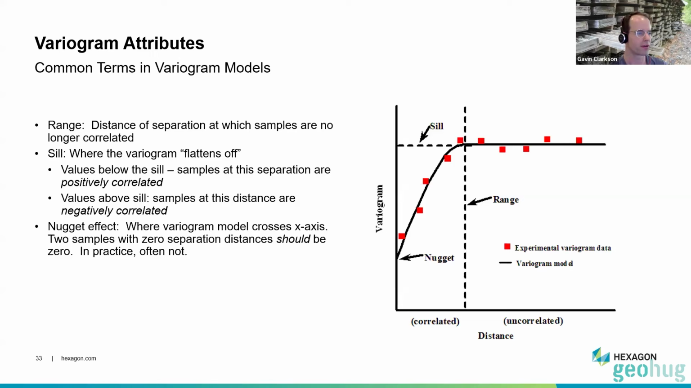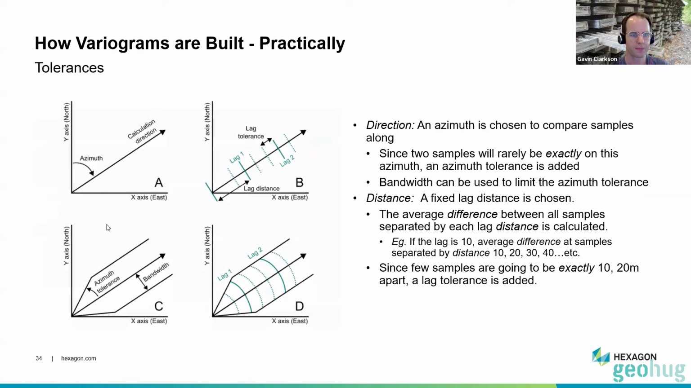The term nugget comes from the idea that if you did a core split at the exact same place, one has a gold nugget, one does not. So that means that one is very low grade and one is very high grade. So you get an inherent difference in there. Mathematically, not necessarily what it means, but just in practicality, you often have to model a nugget effect because of those split values. Okay. So those are the basic definitions of the common variogram attributes.